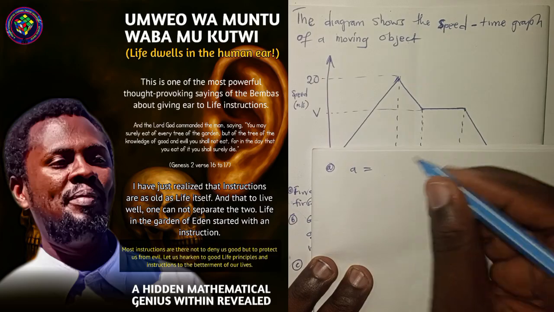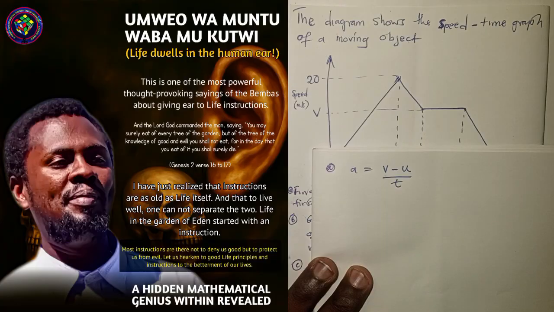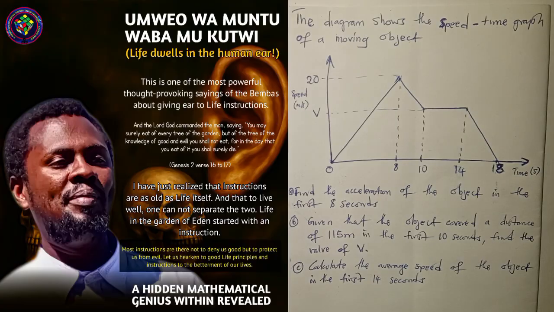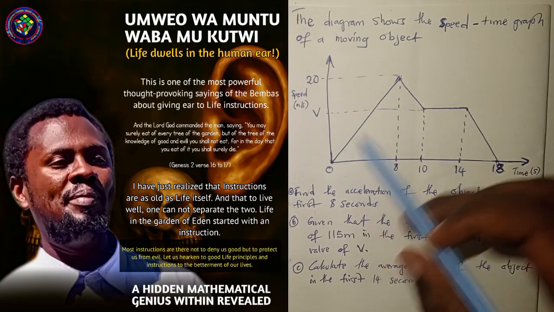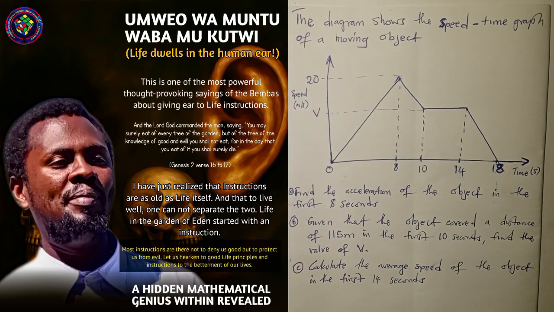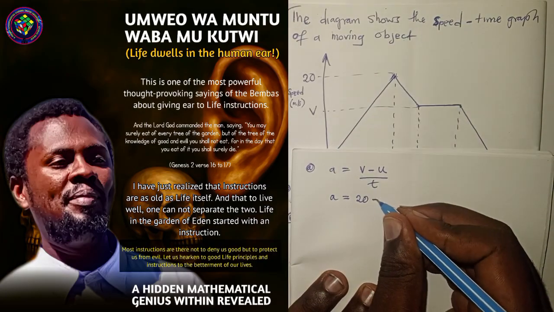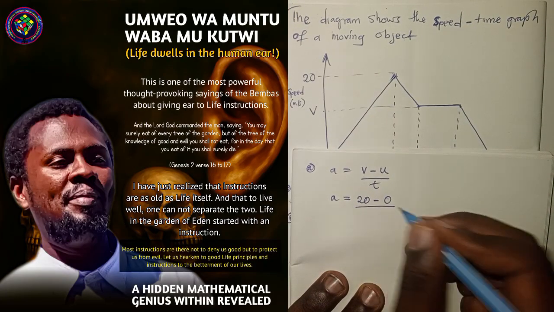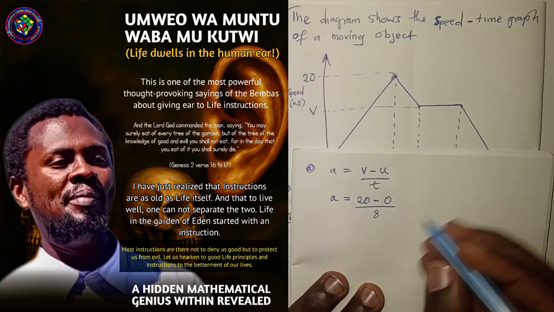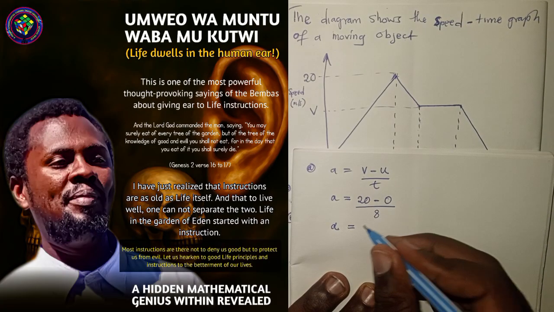We know that acceleration is equal to final velocity minus initial velocity over time. So in the first 8 seconds, along this journey from 0 to 20, the initial velocity is 0, the final velocity is 20 meters per second. So we have v is 20 minus u is 0 over time taken is 8. So acceleration is 20 minus 0, that is 20, and 20 divided by 8.